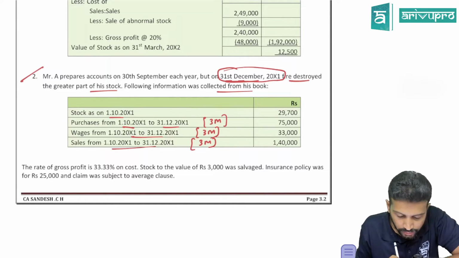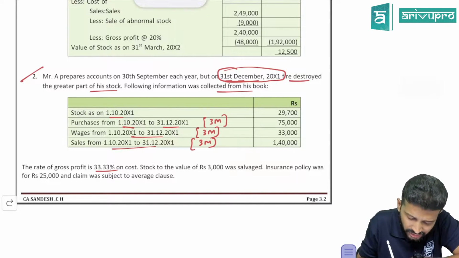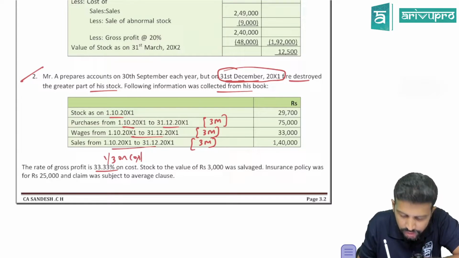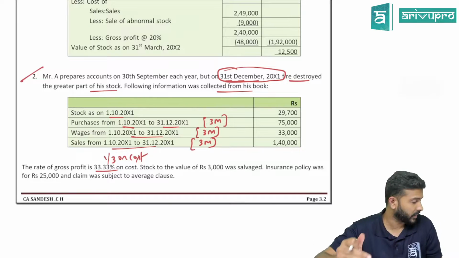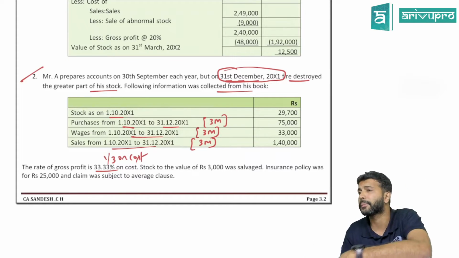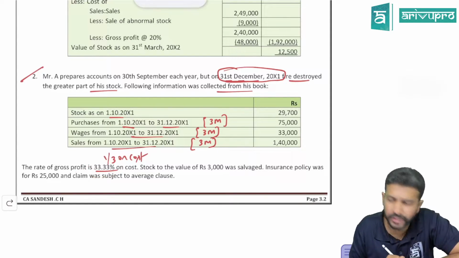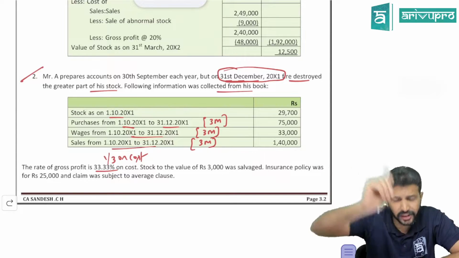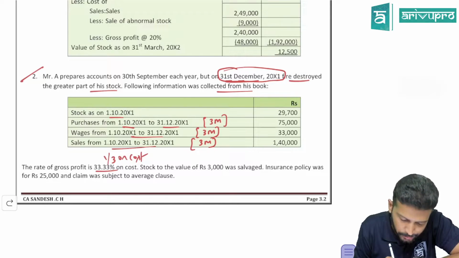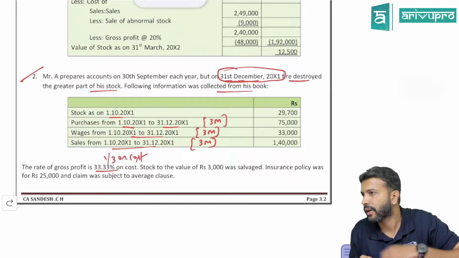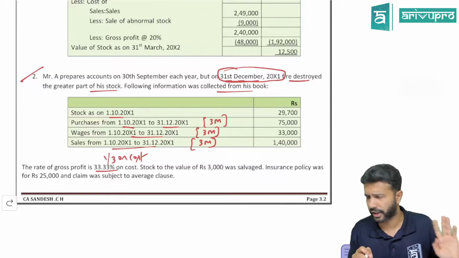The rate of gross profit is 33.33% on cost. That is nothing but 1/3 on cost. 33.33% is nothing but 1/3. If you do 1 divided by 3 in your calculator, what are you getting? 0.3333. If you calculate 33.33% also, meaning 33.33 divided by 100, what are you going to get? Same 0.3333. If you want to express it in fraction, it becomes 1/3. If you want to express the same thing in percentage, it will be 33.33%.